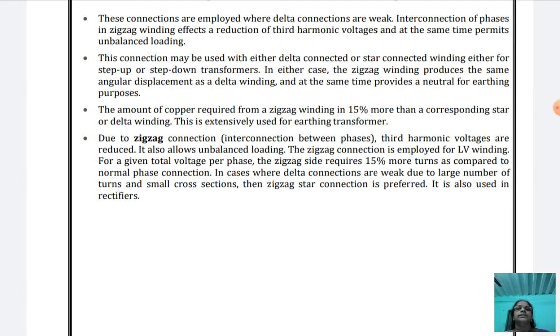Another thing is that the interconnection of phases in zigzag winding reduces third harmonic voltages. At the same time it permits unbalanced loading. And these types of connections are employed where delta connections are weak. At that time we can use the zigzag connections.